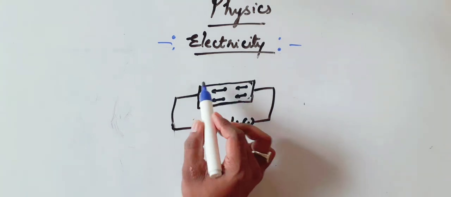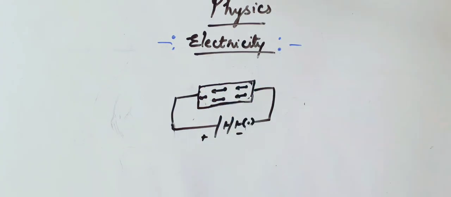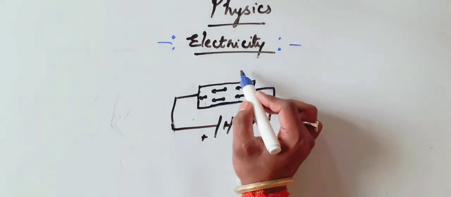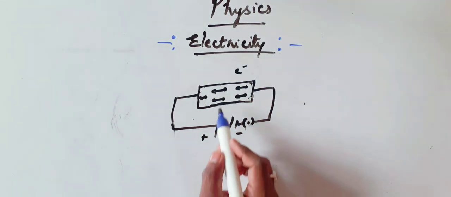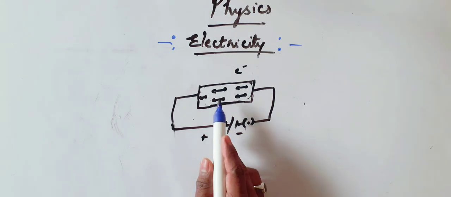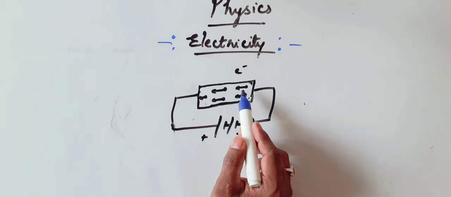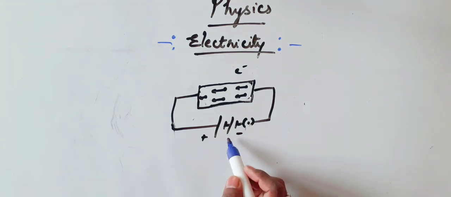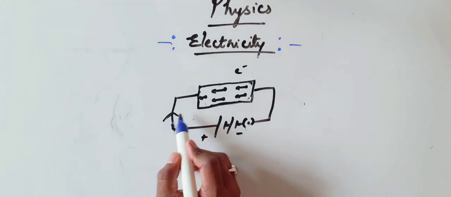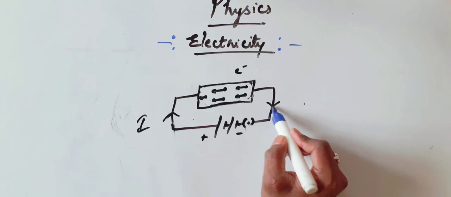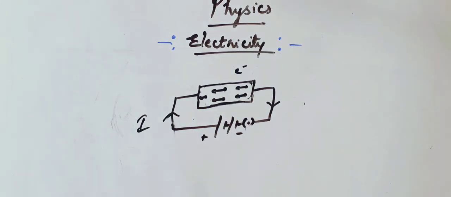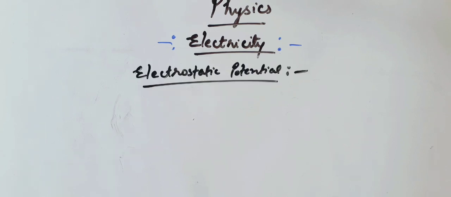Why is it flowing in the positive terminal direction? What is the reason behind it? Because electrons are negatively charged particles, so the positive terminal will attract them. Okay, so each and every free electron will move towards the positive terminal of the battery, and in the opposite direction of electrons, electric current will flow.